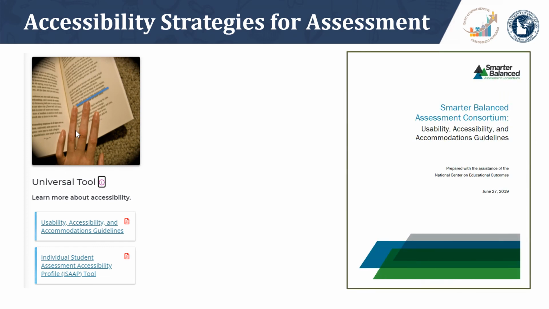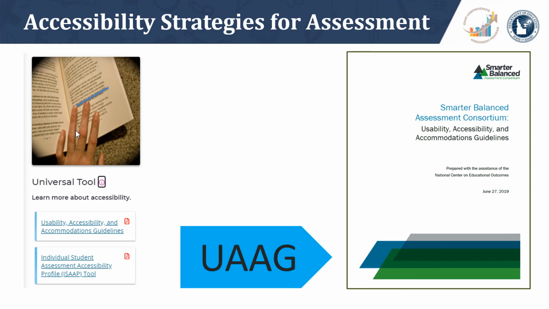Tools for Teachers also connects the accessibility strategies to assessment through a direct link to the Usability, Accessibility, and Accommodations Guidelines, or UAG document. This link can be found on the right side of the page under each accessibility strategy. The UAG details each accessibility tool as it is allowable within the ISAT interim and summative assessment.